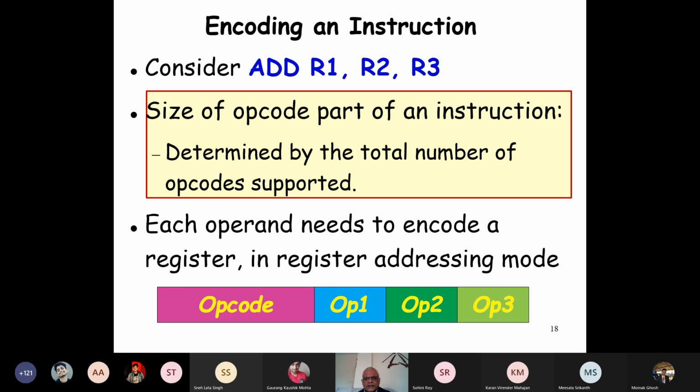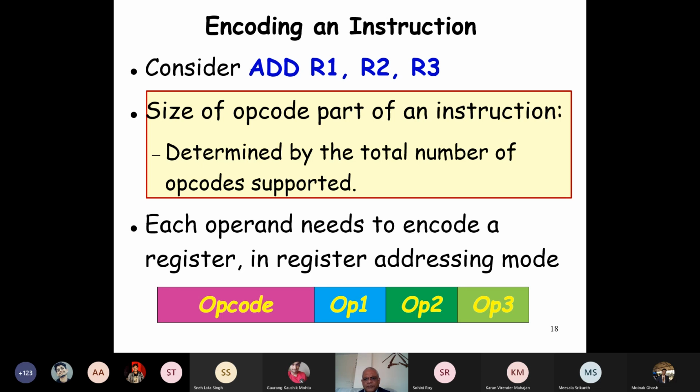Similarly, if we have 16 registers, let's say we only do register operations. If we have 3 registers to be specified, let's say R1, R2, R3, then for each register specification, how many bits do we need? We have 16 registers in our processor. 4 bits, right? So for each register, 4 bits here, OP3, 4 bits OP2, so 12 bits gone. The opcode took 6 bits, so 18 bits is the minimum length of the instruction.